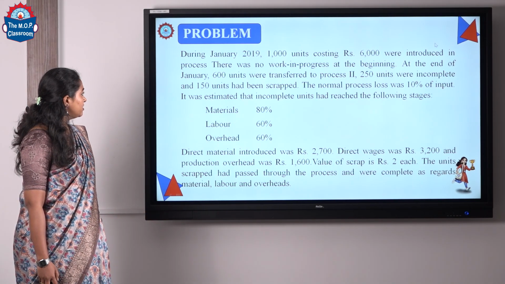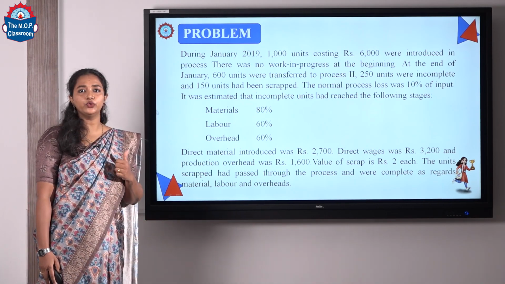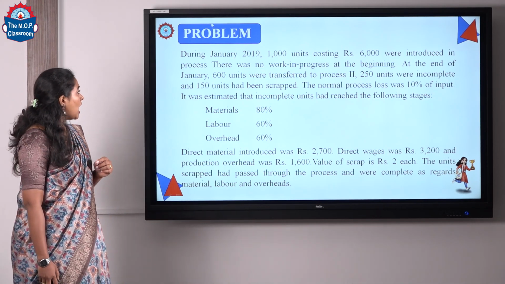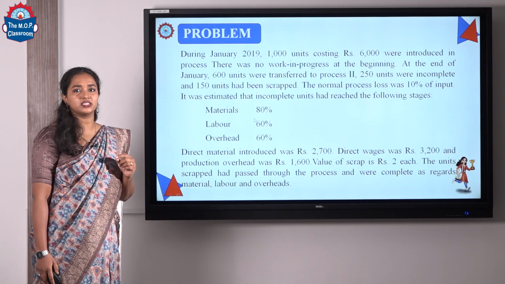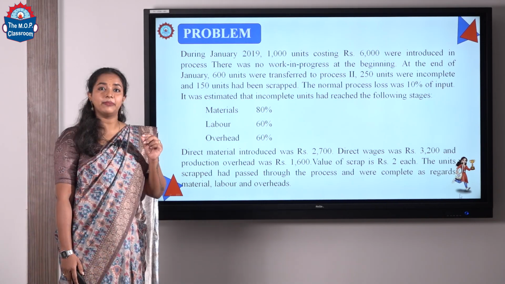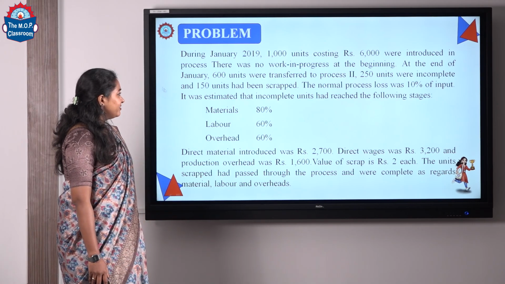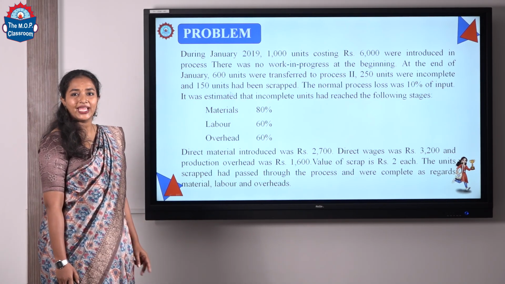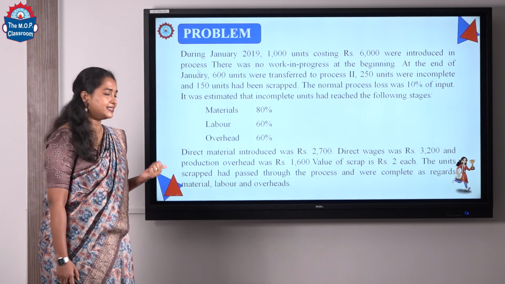250 units were incomplete and 150 units had been scrapped. So here we can see 250 units are incomplete, which means they are in work in progress. Out of the 150 units that are scrapped, almost 10% is considered to be normal loss, and the balance 50 I will be explaining in the problem next. It was estimated that incomplete units had reached the following stages. We had three heads, material, labor and overhead, and their degree of completion is listed here.